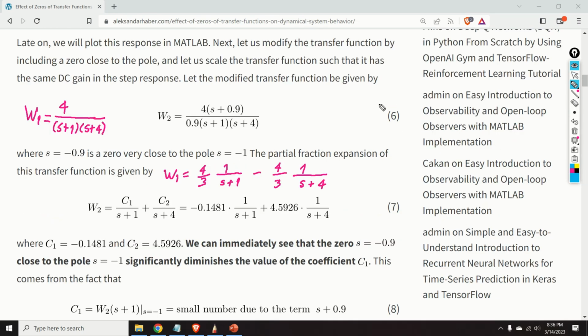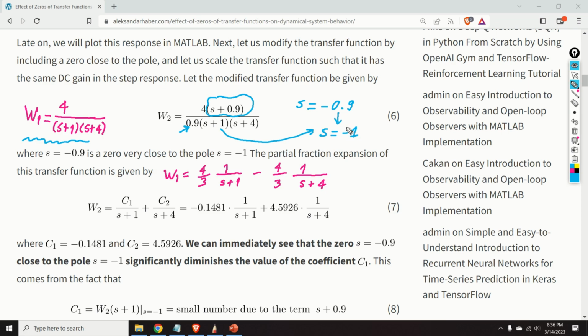Next, let us add a zero to our original transfer function that's shown over here, and let us scale this transfer function. Here is the zero term. It is s plus 0.9, and the zero is obviously at minus 0.9, and this zero is deliberately chosen such that it's close to this pole over here, that is close to s equal to minus 1.